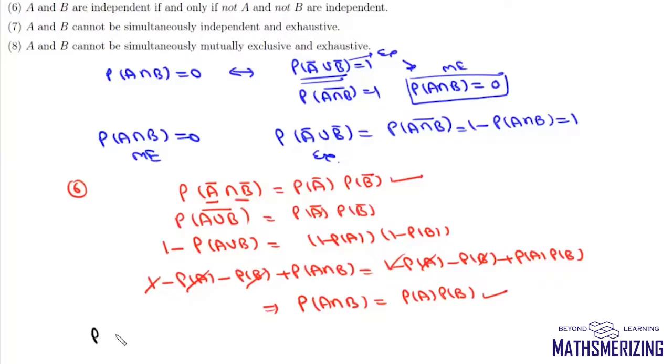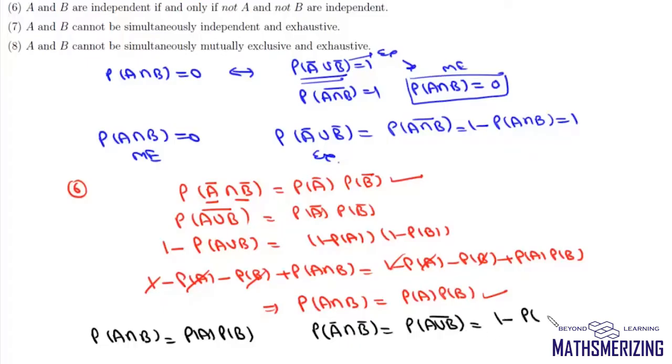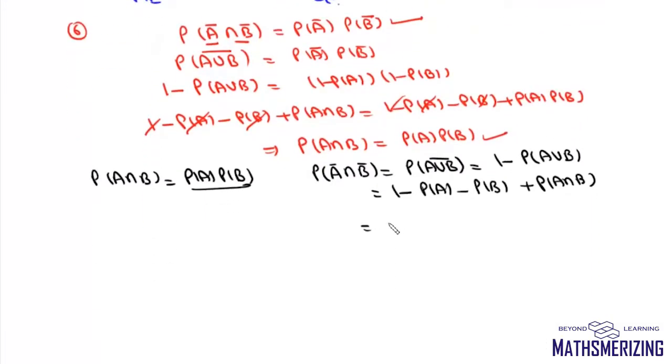So if we assume P(A intersection B) is PA into PB, that is A and B are independent, then we can write probability of A naught intersection B naught as probability of (A union B) naught, which is 1 minus probability of A union B. That will be 1 minus probability of A minus probability of B plus probability of A intersection B. Now probability of A intersection B is PA into PB. So we can write this as 1 minus PA minus PB plus PA into PB.